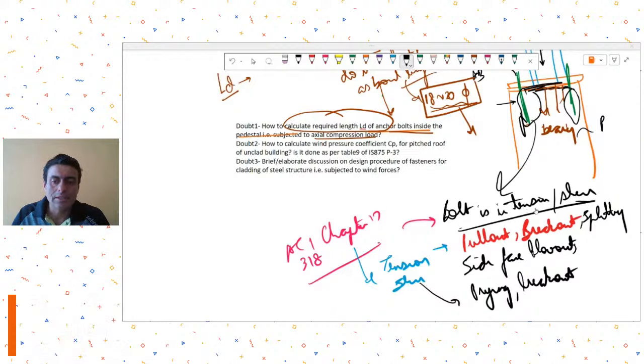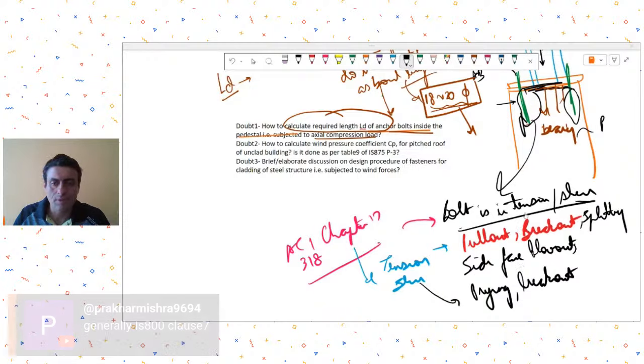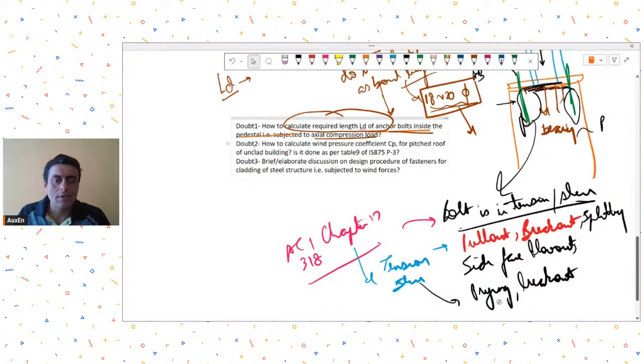This ACI chapter 17 that I'm talking about gives you the checks for different actions in the bolts, especially important when they are in tension or shear. Mr. Prakar Mishra is saying generally IS 800 clause 7. Okay, good.